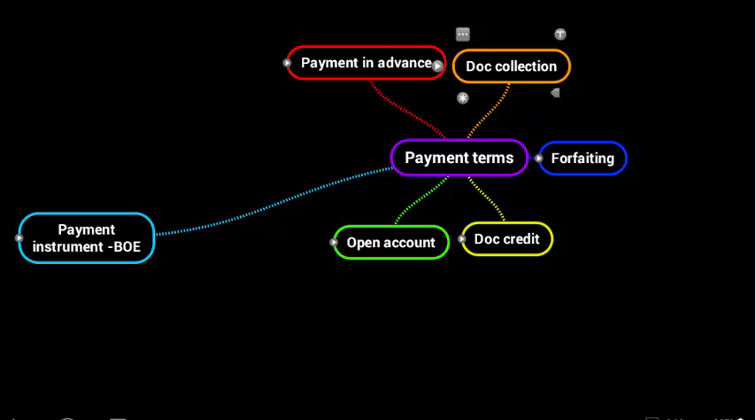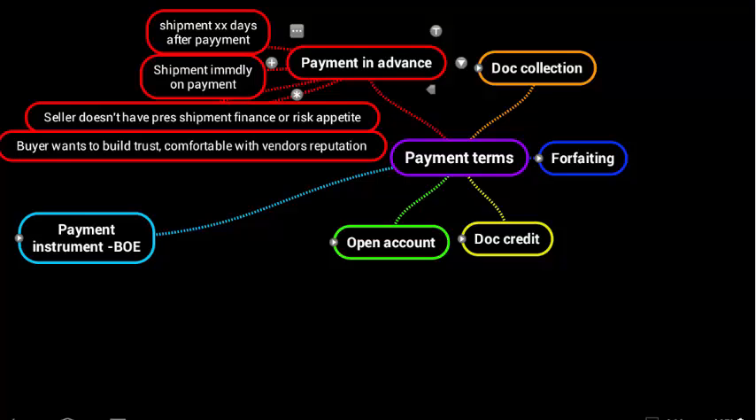The payment method, payment in advance, is the payment coming in well in advance. Documentary collection is documents going through the bank. Forfeiting is receivable financing. Documentary credit is the bank giving a promise to make payment for a shipment. And open account is where there is no promise or guarantee by anybody.